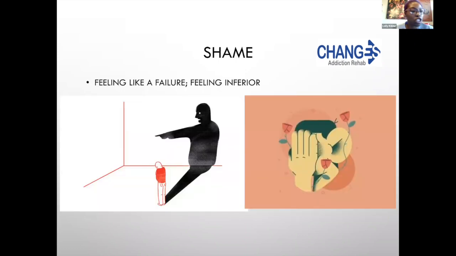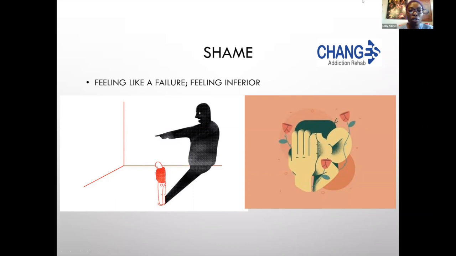Then we've got shame. So when we look at shame, shame is making that shift onto self. Going back to what I said on guilt, guilt is more of the behavioral side of things, the action side of things, whereas shame is the opinion of self, feeling like a failure or feeling inferior. I have again included two visual representations.